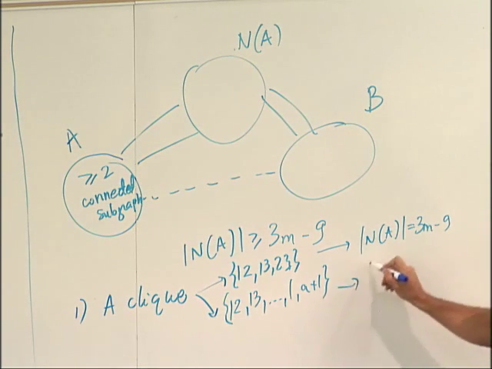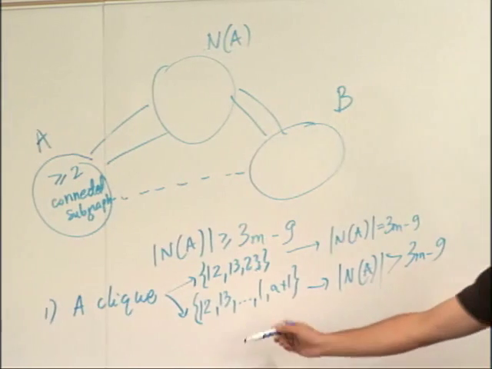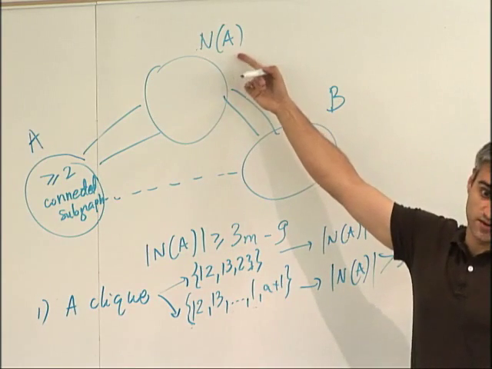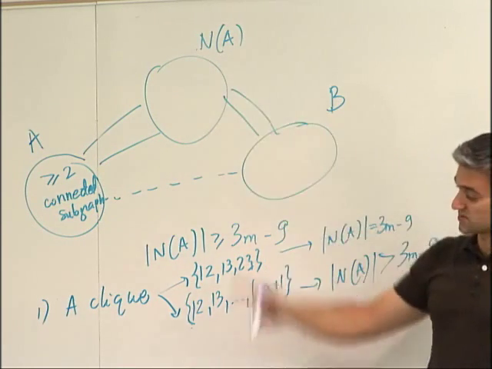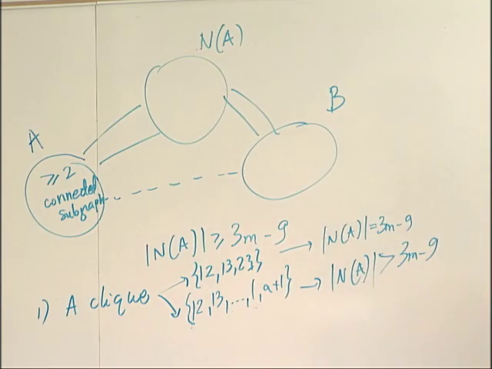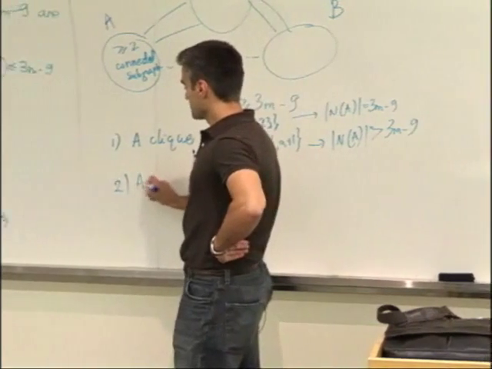In this situation, the cardinality of the neighborhood is going to be bigger. It's much bigger than 3m minus 9. You can do this combinatorially too. If your A is like this, then you know exactly what you're going to have here. It's a vertex which pairs that contain at least 1 or 2, 3 up to A plus 1, and there are many of them.